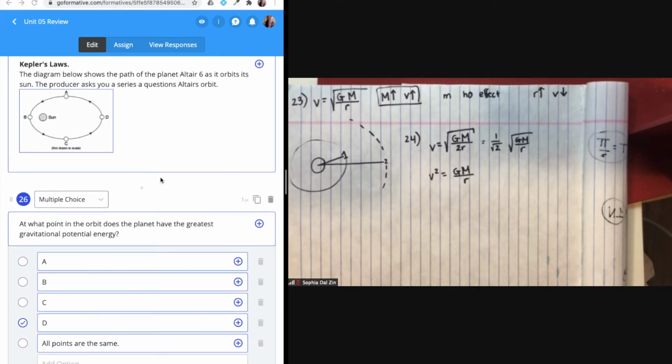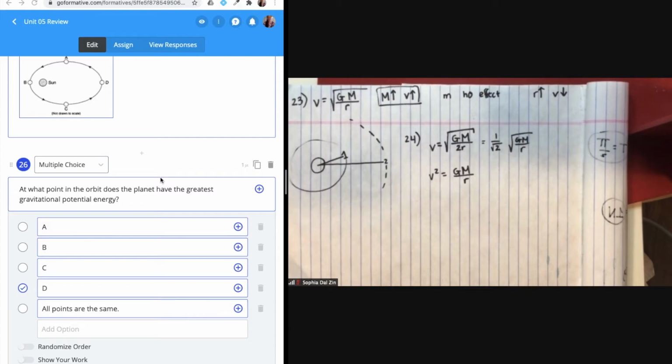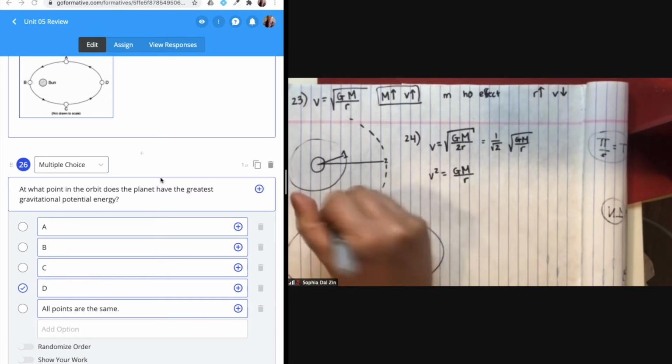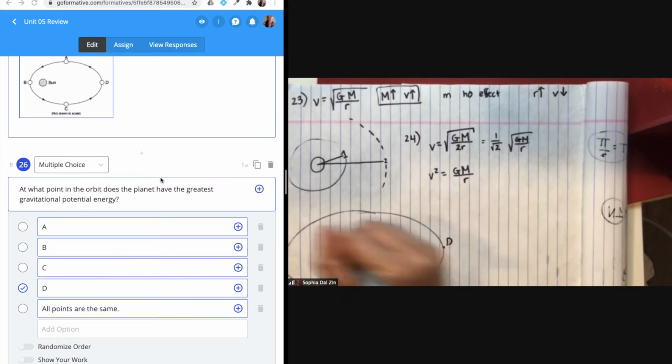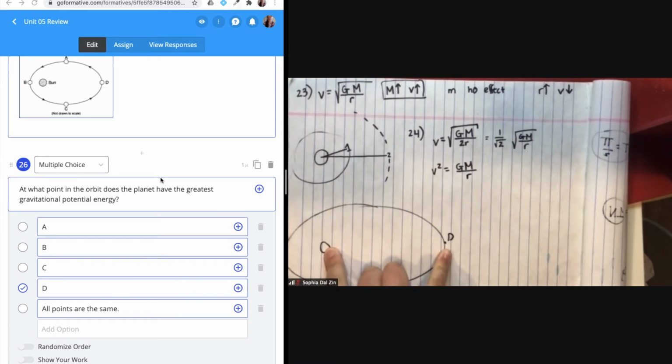Finally, on to Kepler's laws. For Kepler's laws, 26, which point has the greatest gravitational potential energy? That would be point D. Because it's farthest from the sun, it has more gravitational potential energy. At point D, if you imagine that this distance is the height from the sun, D has the largest height, so it would have the largest PEG.